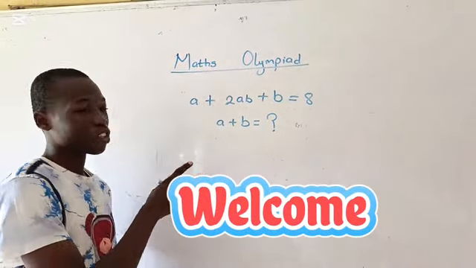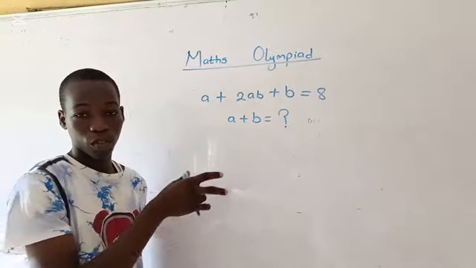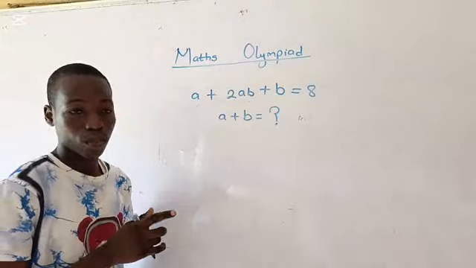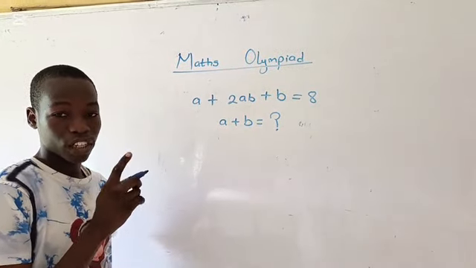So in today's video, we'll be solving this nice Olympiad math question. How do you solve for the value of a plus b? Firstly, we'll look for the value of a and b before we add it up. Now, when you have this kind of question, what you do first is to multiply all through by 2.